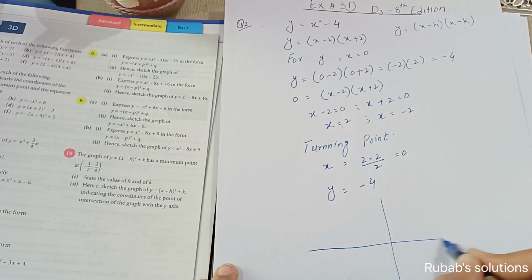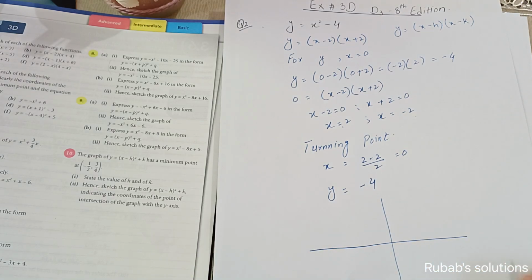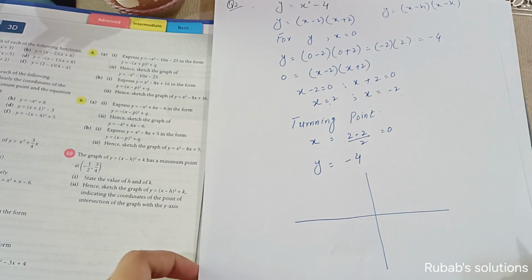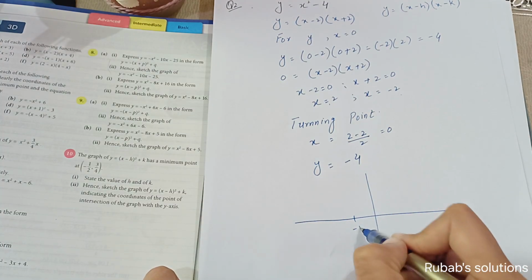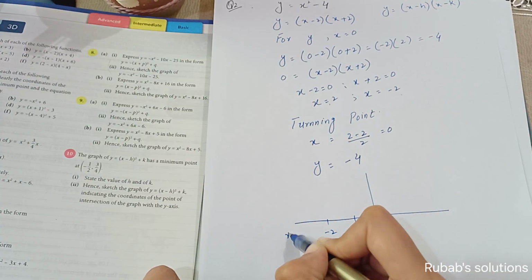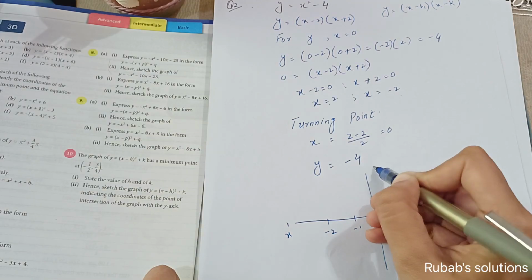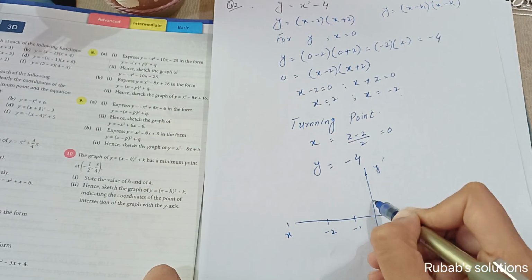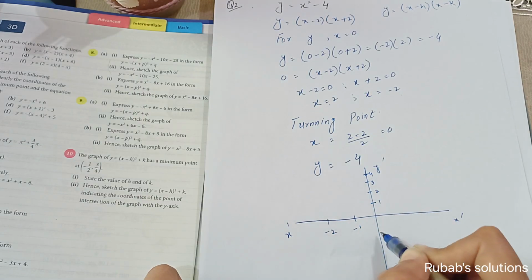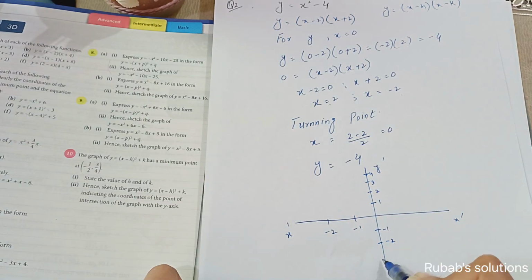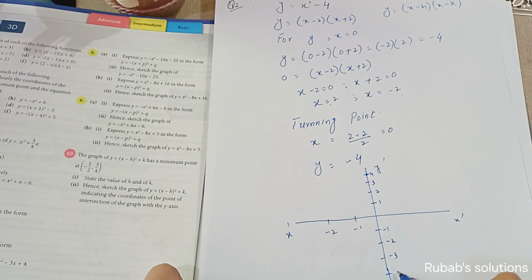If you want to sketch on the graph pad, that is also fine. So I will do it here, just for the knowledge. It's minus 1 and minus 2. This is the x axis and this is the y axis. Okay, this is 1, 2, 3 and 4. Similarly minus 1, minus 2, minus 3 and minus 4.